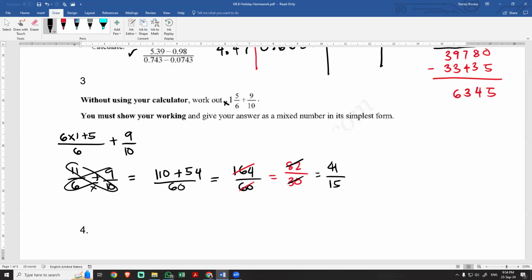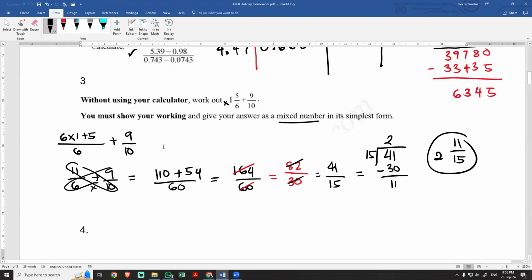And since it is an improper fraction, you have to convert it to a mixed fraction. Your answer is a mixed fraction as mentioned, meaning you will do the division. So it's going to be 15, you're going to have 2, it's going to have 30, and you will have 11 as the remainder. So the final answer should be 2 and 11 over 15. So this is your final answer on that question number 3. So that's exactly how to do that question here. So I hope you understand up to that particular question.